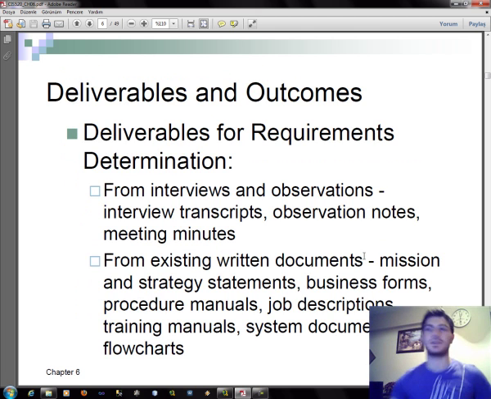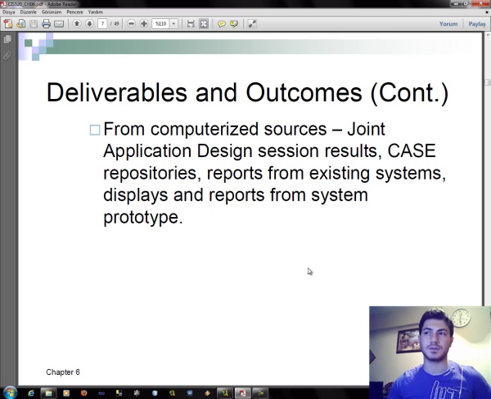Deliverables for requirements determination. From interviews and observations: interview transcripts, observation notes, meeting minutes. From existing written documents: mission and strategy statements, business forms, procedure manuals, job descriptions, training manuals, system documentation, flowcharts. From computerized sources: joint application design session results, CASE repositories, reports from existing systems, displays and reports from system prototype.